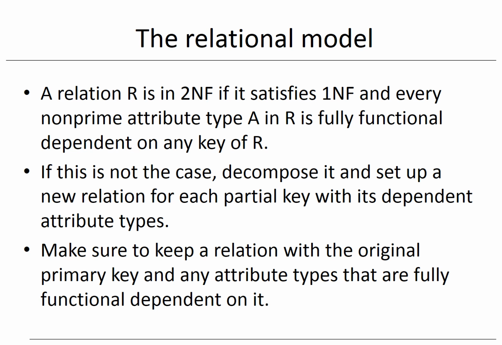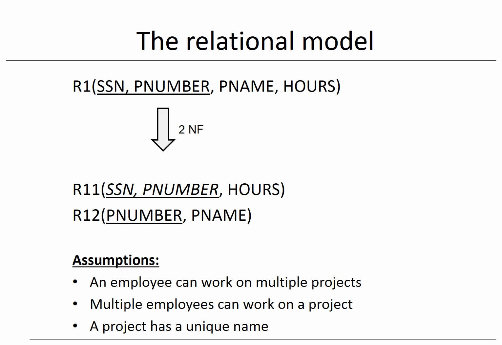Let's illustrate this with an example. Say we have a relation R1 with attribute types social security number, p-name, hours. In other words, it contains both project information as well as information about which employee worked on what project for how many hours. The assumptions are as follows. An employee can work on multiple projects, multiple employees can work on a project, and a project has a unique name.